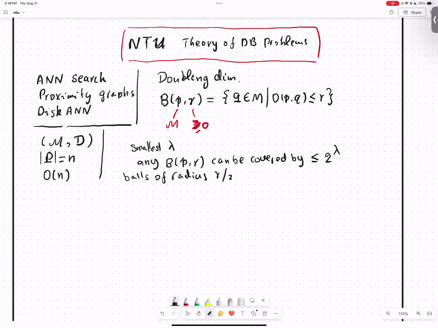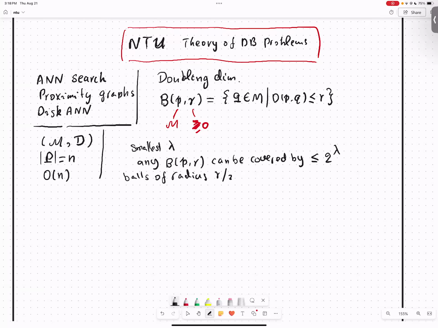Okay. All right. Well, if I do not constrain the number of balls that you can choose, you can say, okay, you know what? Just the size of M, right? Because you put a ball centering at every single point in the metric space M, right? And this will always do, right? But that would be too trivial, okay?